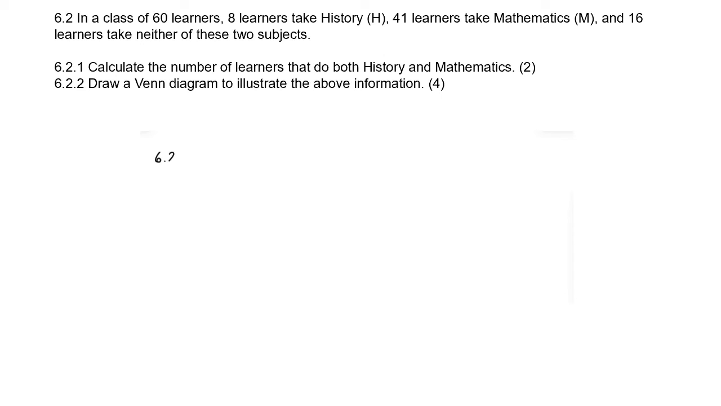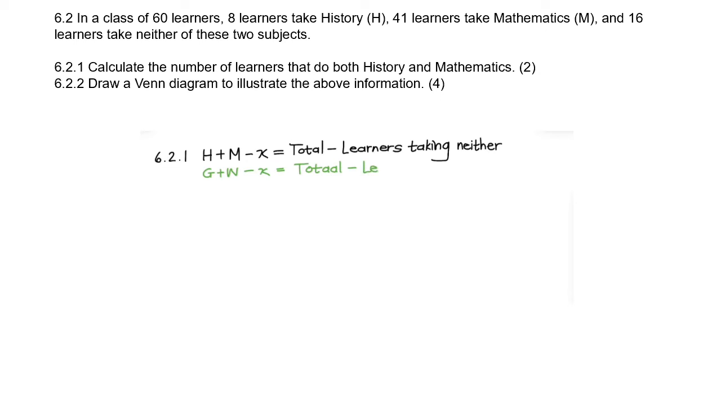So what we'll do first is calculate how many learners take either history or mathematics. And this is given by h plus m minus x equals the total minus the learners taking neither of these two subjects. Now we know that 8 learners take history, so we can substitute this into the equation. We know that 41 learners take mathematics, so we can substitute this too. And we know that there are 60 learners in total, and that 16 learners take neither subject. So we substitute all these known values into the equation.